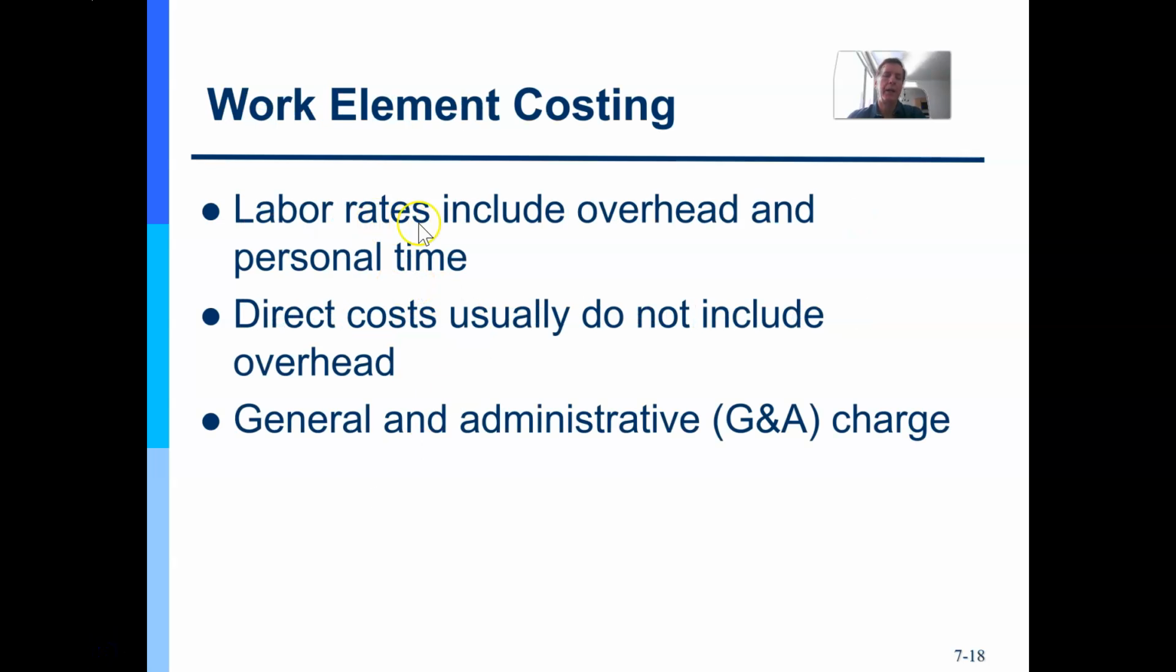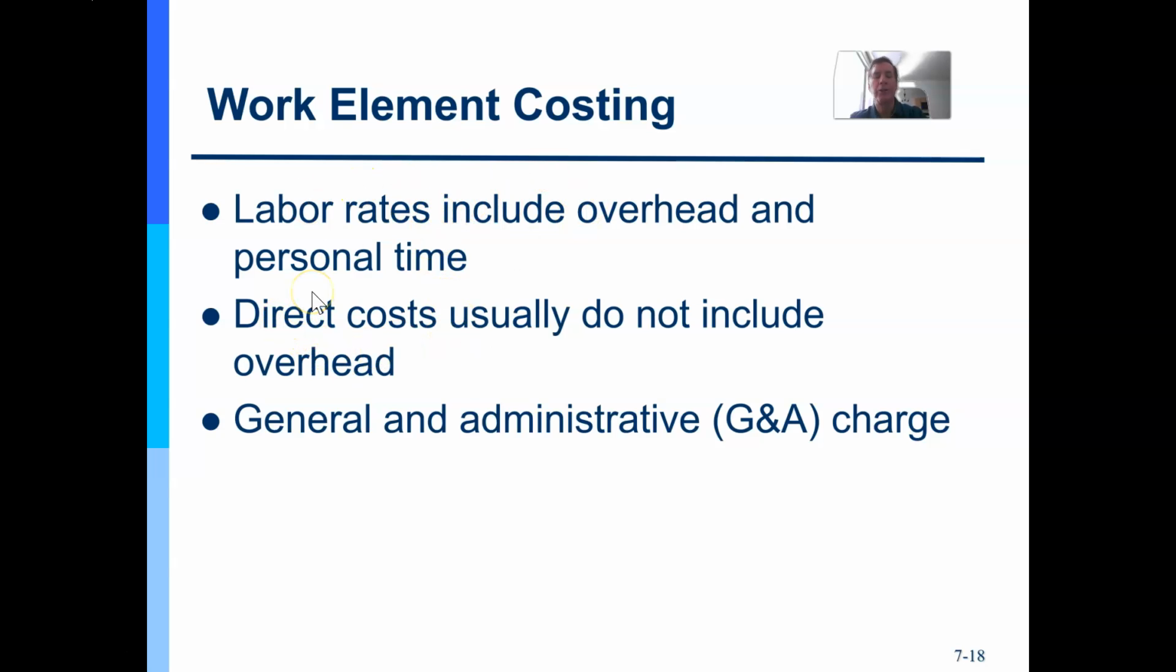Now, we can estimate costs in various ways. One is at the work element costing, where the labor rate will include any overhead that goes with them and personal time, like vacation time, right? So your labor rate isn't just, we pay Joe $80 an hour. Joe has these benefits that cost us money per hour, and Joe needs vacation time too, which has a cost to it. Okay, so you want to make sure you accommodate those.